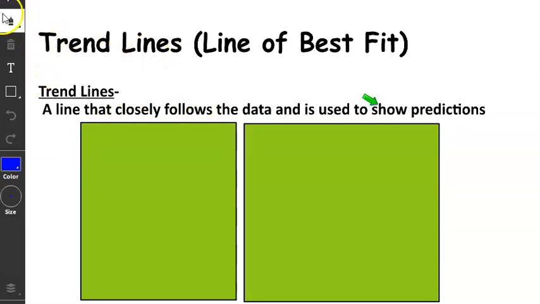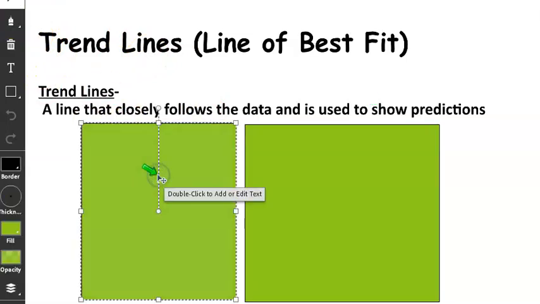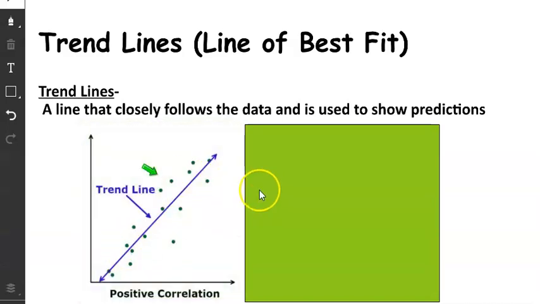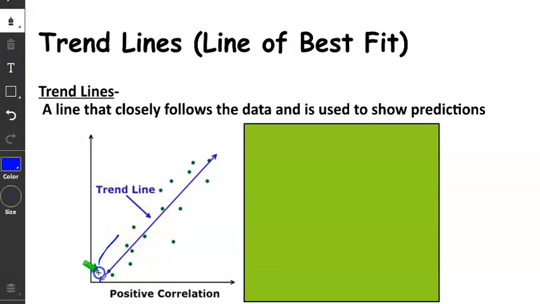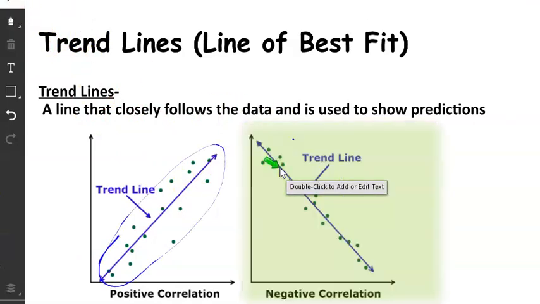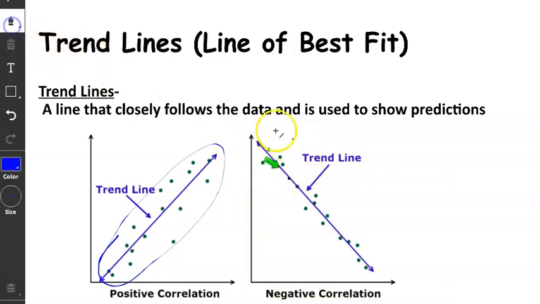Okay, trend lines, line of best fit. This is how closely the line follows your data, and it helps us show predictions. So again, here is my group of points, and I like to put a circle around it, or an oval actually, my amoeba around the points, and then I draw a straight line between the majority of the points. And yes, you can see your line is going up and to the right. This is a positive correlation.